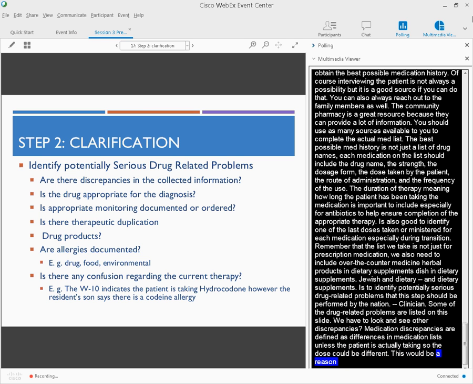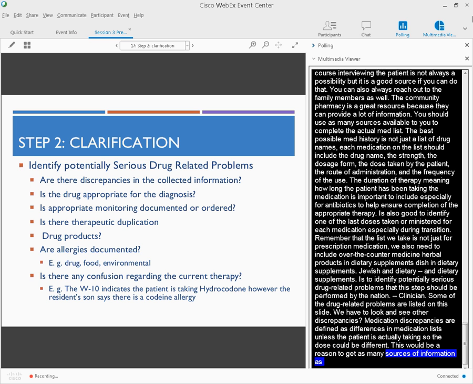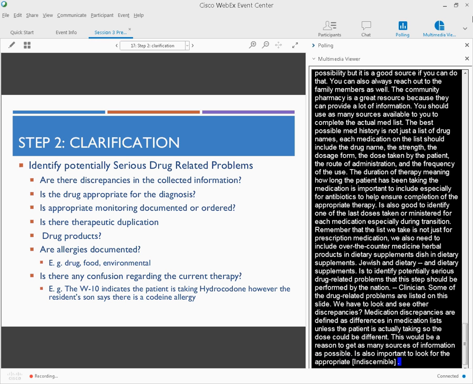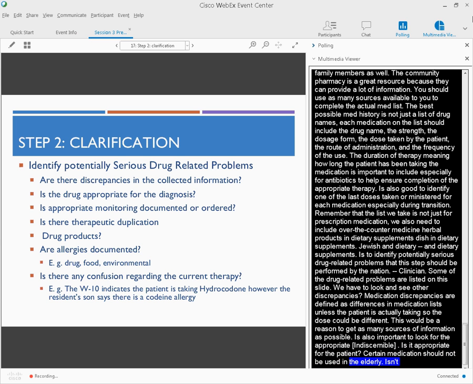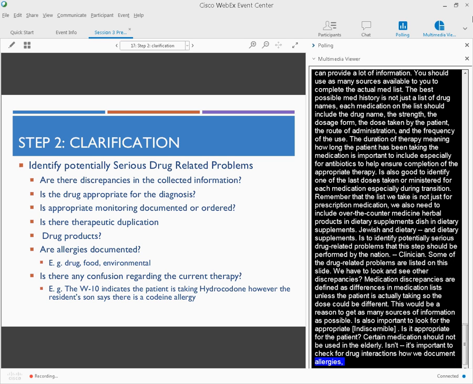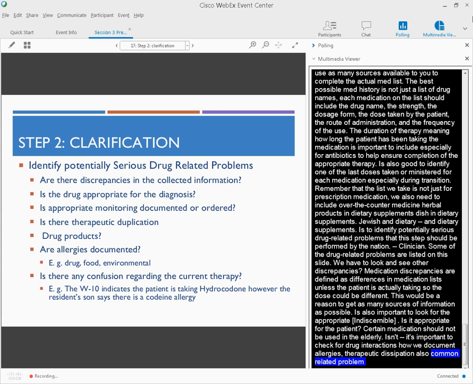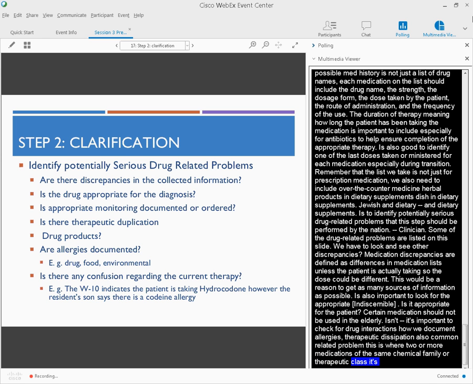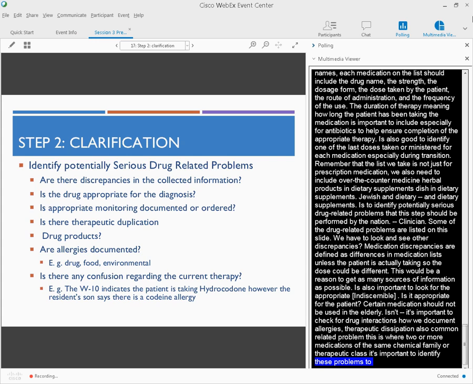It's also important to look for the appropriateness of the medication. Is it appropriate for the diagnosis associated with it? Is it appropriate for the patient? Certain medications should not be used in the elderly. It's important to check for drug interactions since they can potentially cause harm to the patient. Have we documented allergies? Therapeutic duplication is also a common drug-related problem. This is where two or more medications are from the same chemical family or therapeutic class. It's important to identify these drug-related problems to ensure patient safety and the completion of an accurate medication reconciliation.